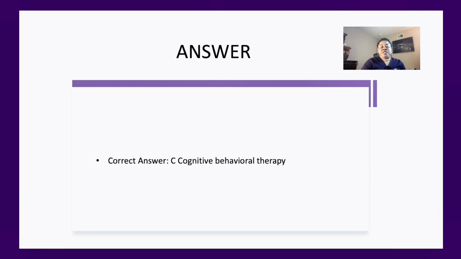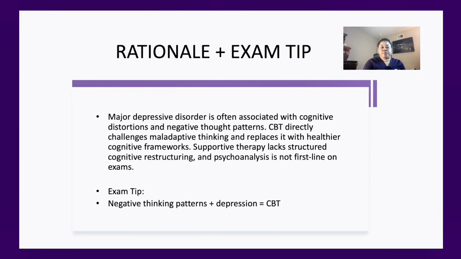The answer is cognitive behavior therapy. Why is this therapy the best therapy for this patient at this time? When you look at our rationale, it says that major depressive disorder is often associated with cognitive distortion and negative thought patterns. So CBT directly challenges maladaptive thinking and replaces it with healthier cognitive frameworks. Supportive therapy lacks structured cognitive restructuring, and psychoanalysis is not first line therapy for this kind of disorder.